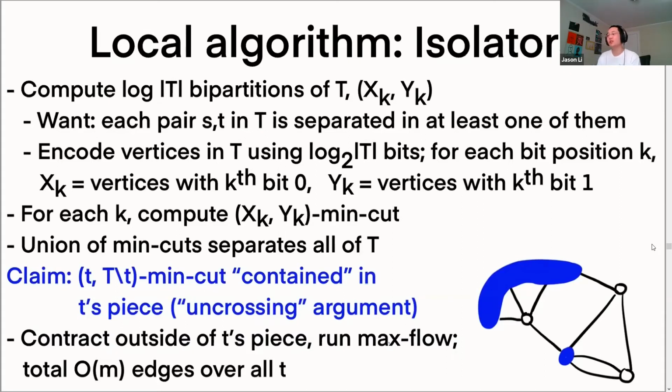So we could think of running this in parallel. Imagine having a disjoint graph for each max flow instance and just running them all in parallel. So this will be a single max flow call on a graph with O of M edges. So any questions on this? So that's all I'm going to talk about for the local algorithm.